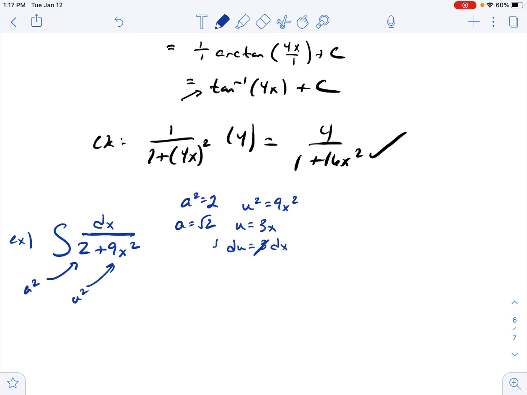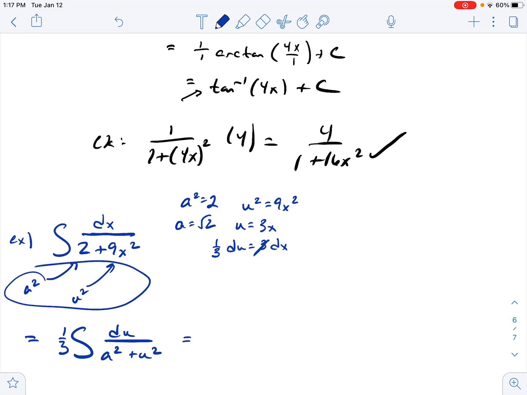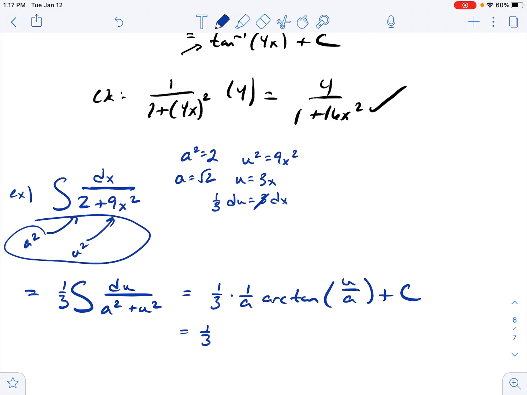Well, I just have a dx in the numerator, so I've got to make sure to move that 1/3 over. Okay, so rewriting this, my dx in the numerator was 1/3 of a du, and I know my bottom is in the form a squared plus u squared. That's what I chose. So I know I'm going to get back, well, let's keep the 1/3. I'm going to get back 1 over a arc tan u over a plus c.